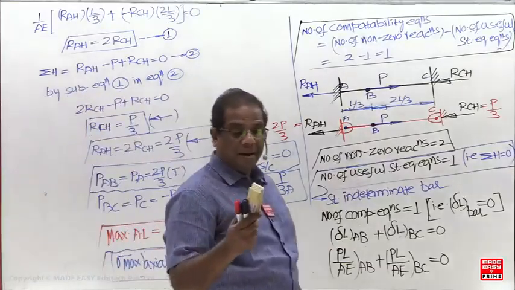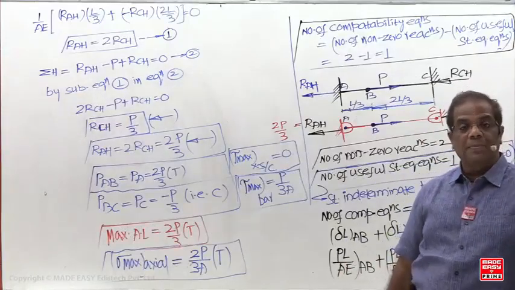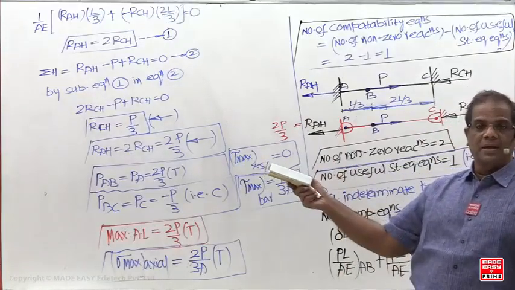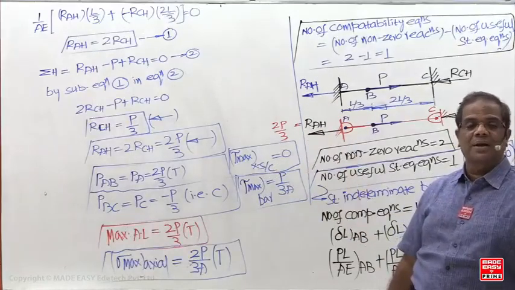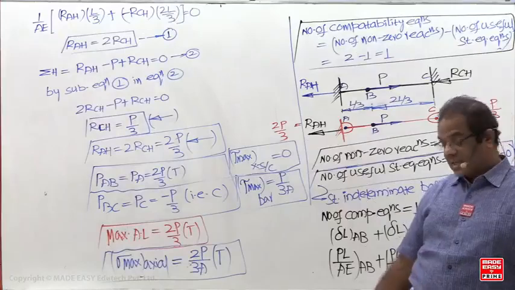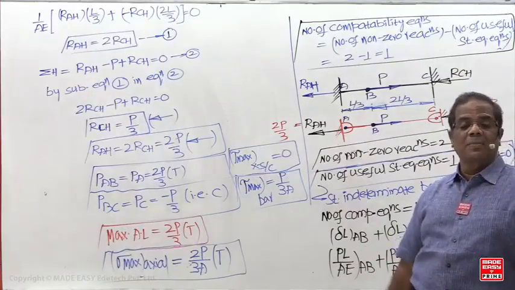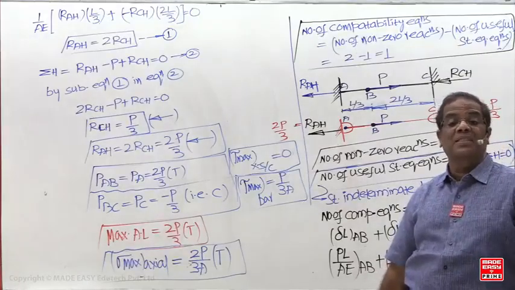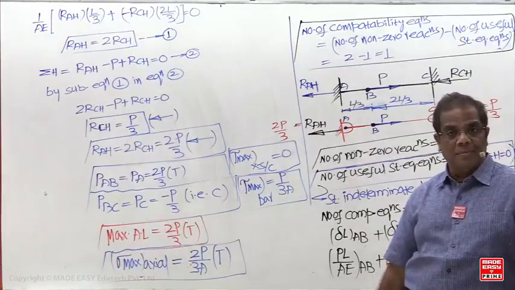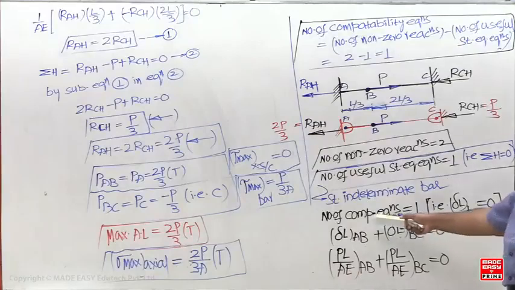Is this bar a determinate bar or an indeterminate bar? Everybody is going to tell me indeterminate. It is statically indeterminate. What is the meaning of statically indeterminate? Reactions cannot be determined with the help of the static equilibrium equations. But it can still be determined, with the help of which equation? A compatibility equation.